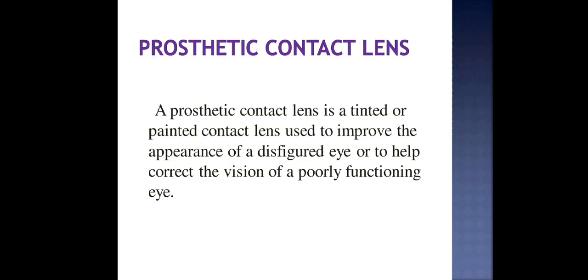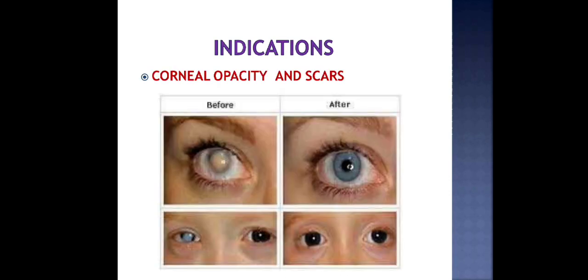So next is the prosthetic contact lens. The prosthetic is a tinted or painted contact lens used to improve the appearance of a disfigured eye or to help correct the vision of a poorly functioning eye. So what are the indications? Indications include corneal opacity and scar, as you can see in the image before. It's a disfigured eye, but after wearing the prosthetic lens, the cosmetic appearance looks like a normal fellow eye.